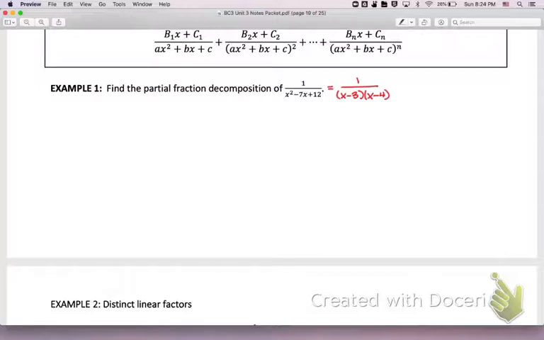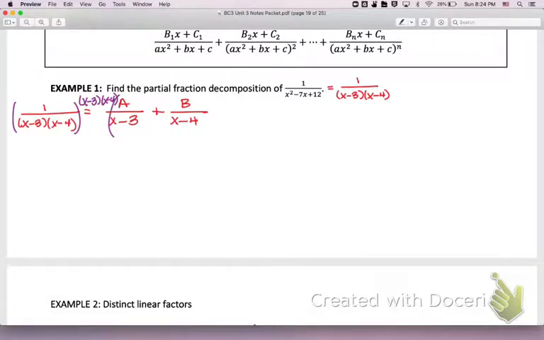So here's what we know. 1 over x minus 3 times x minus 4. Each of those factors only appears once, so we don't need to worry about repeating anything with successive powers. We're going to set this up as some number over x minus 3 plus some number over x minus 4. And that's the relationship that we are going to use. So the first thing that we do is multiply everything through by the LCM on both sides, x minus 3, x minus 4.